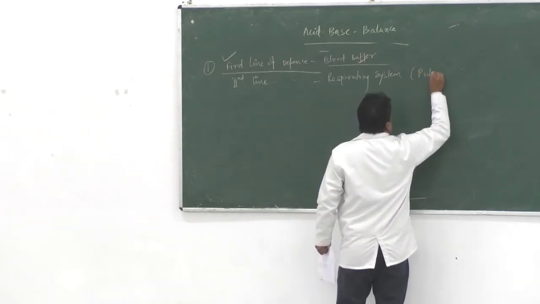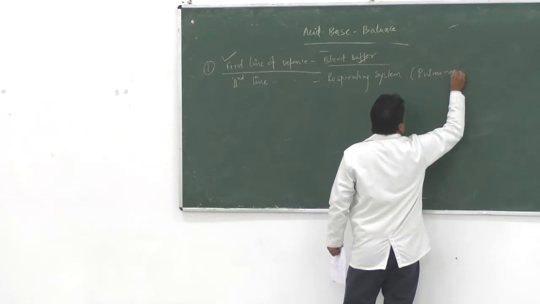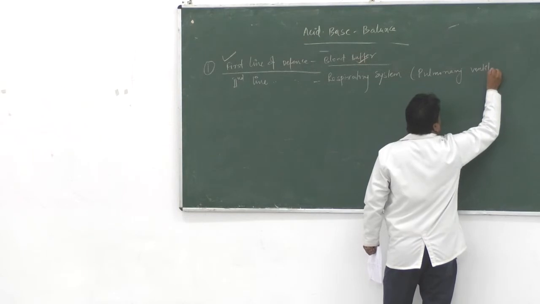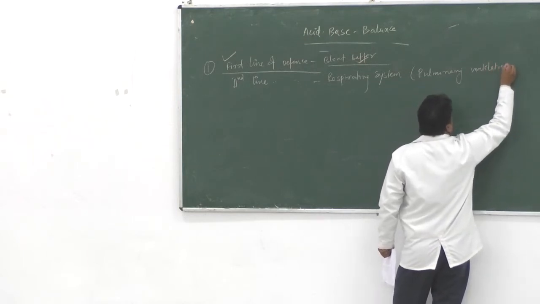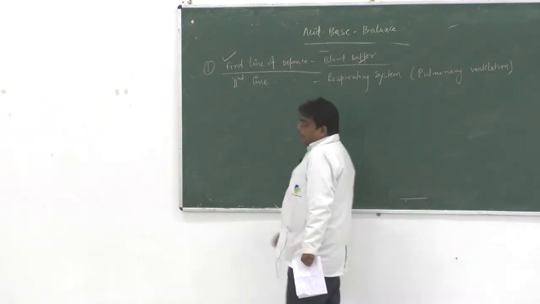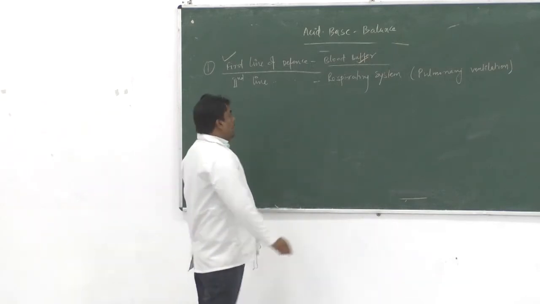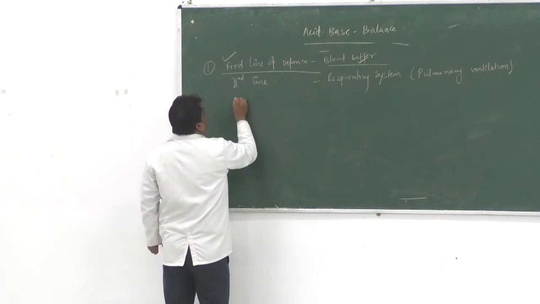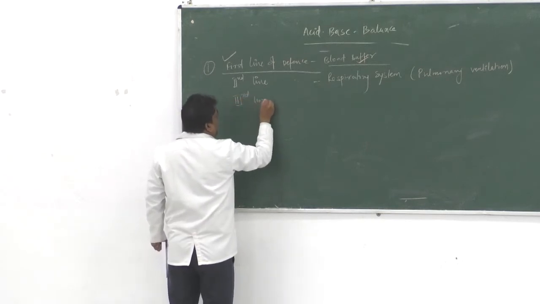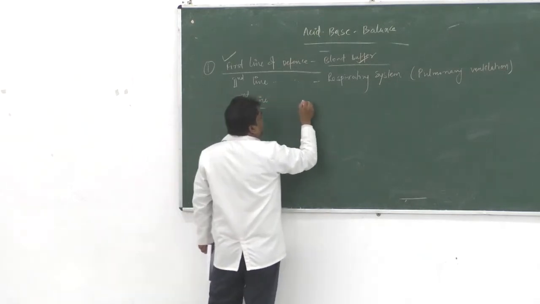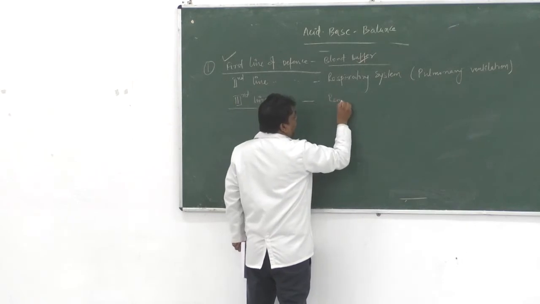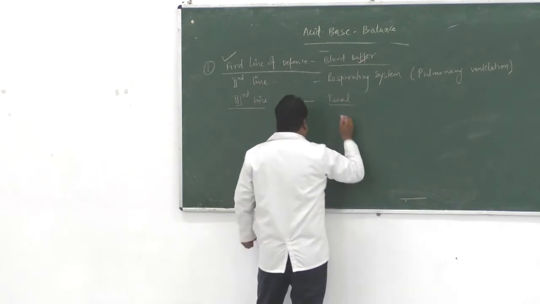Pulmonary ventilation. And the third one is renal. This is important and this is permanent.